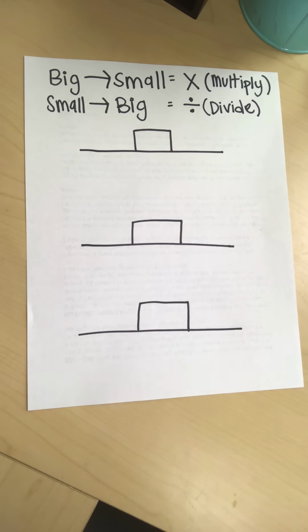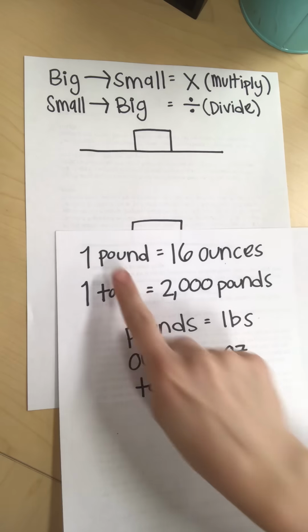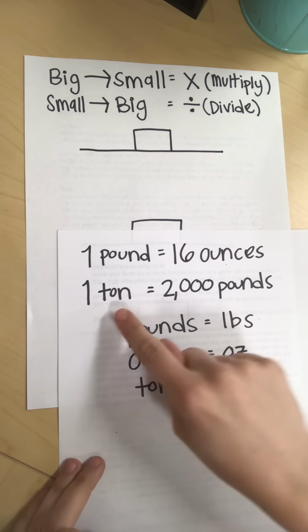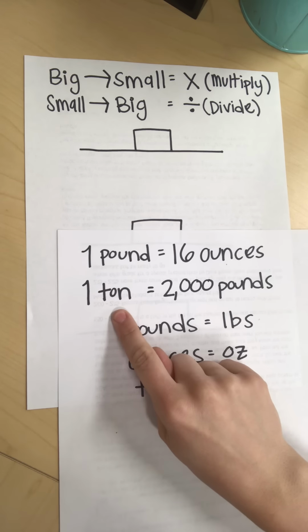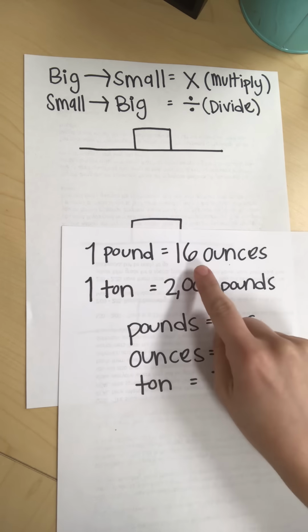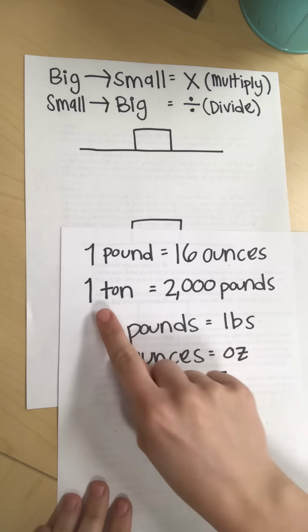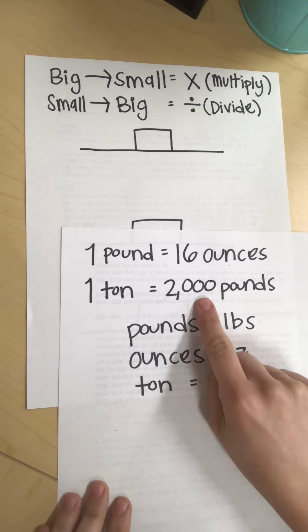Okay, today we are going to be learning how to convert customary units of weight. So today we are going to be using pounds, ounces, and tons. If you look at your blue arrow sheet, it shows you that 1 pound is equal to 16 ounces. 1 ton is equal to 2,000 pounds.